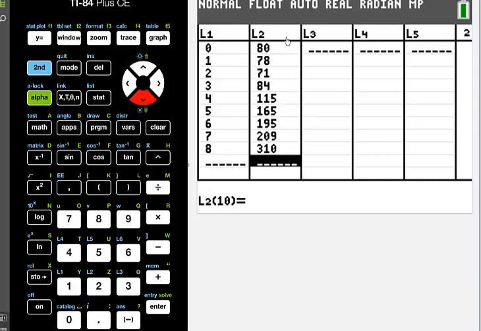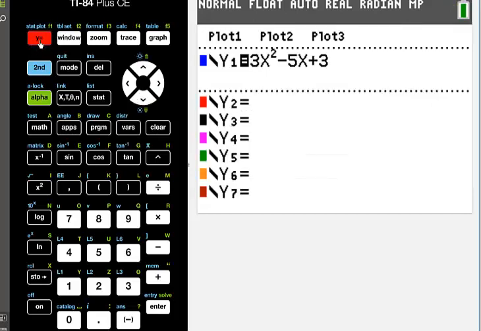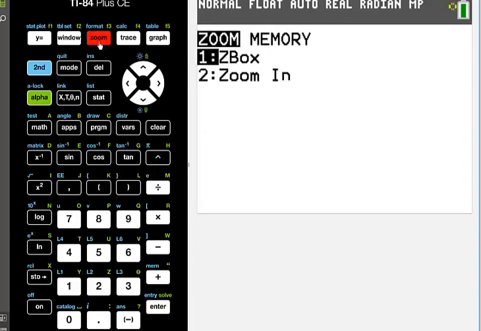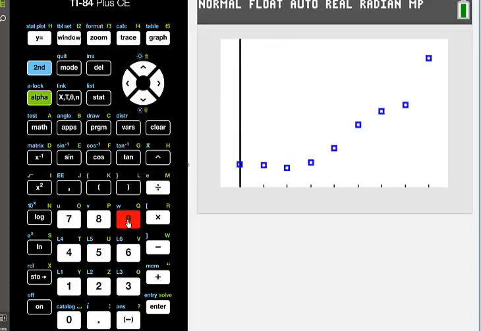And then once I have those numbers entered, I go to my y equals area. Let me clear out anything else that was there. I need to turn on my plot by going up to it, hitting enter to make sure it's highlighted. And then zoom 9 gives me that great window where I can see the scattergram. So here's my picture of my data.